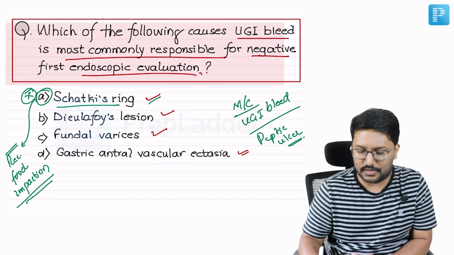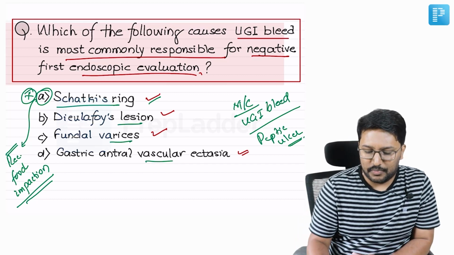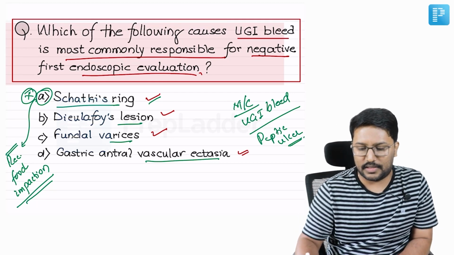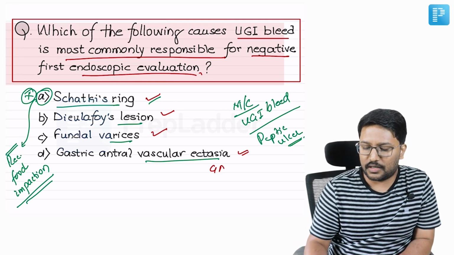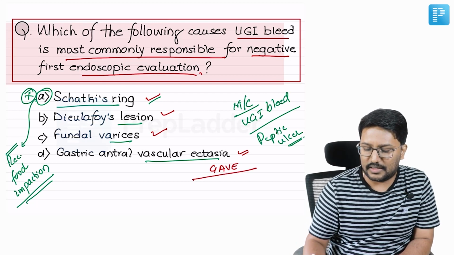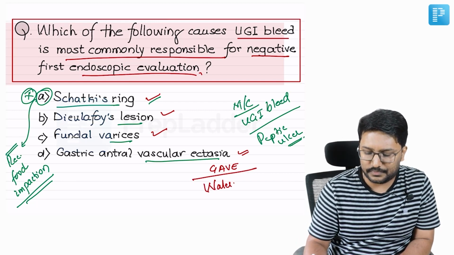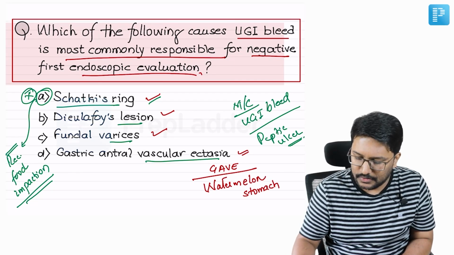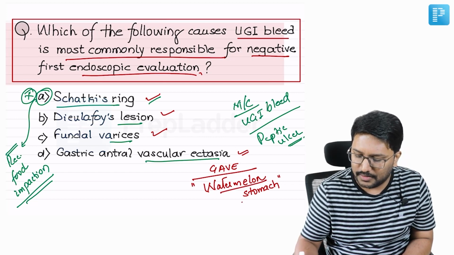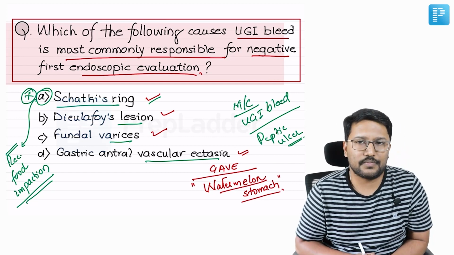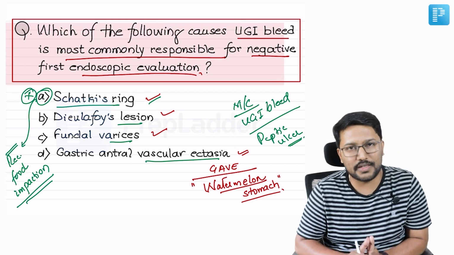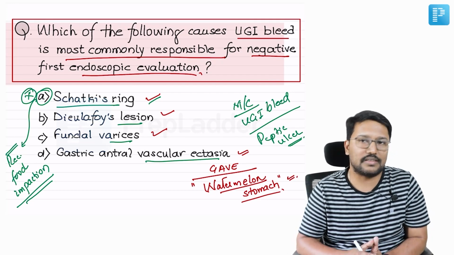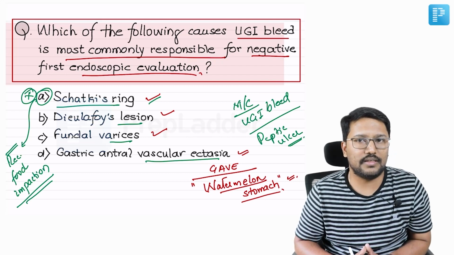I'm left with three choices. All of these can present with upper GI bleed: Dieulafoy's lesion, fundal varices, and gastric antral vascular ectasias. In GAVE, what kind of endoscopic picture do we see? We basically see something known as watermelon stomach. Now we have seen so many of these images that even we would be able to identify that watermelon stomach, right? So it's unlikely that an experienced gastroenterologist would miss that. So I'm not thinking of gastric antral vascular ectasia as a diagnosis that could be easily missed.